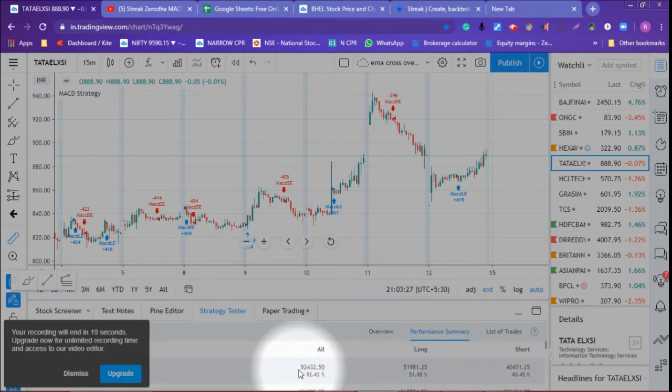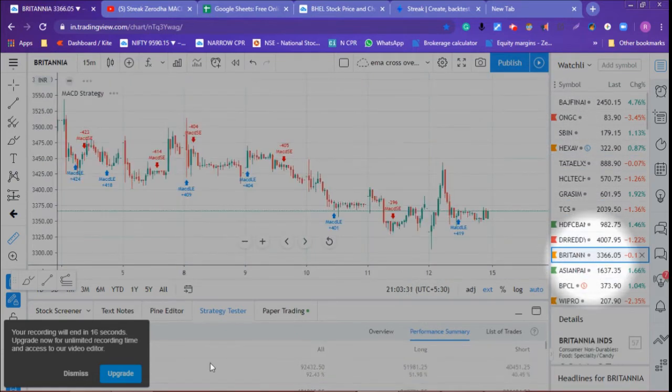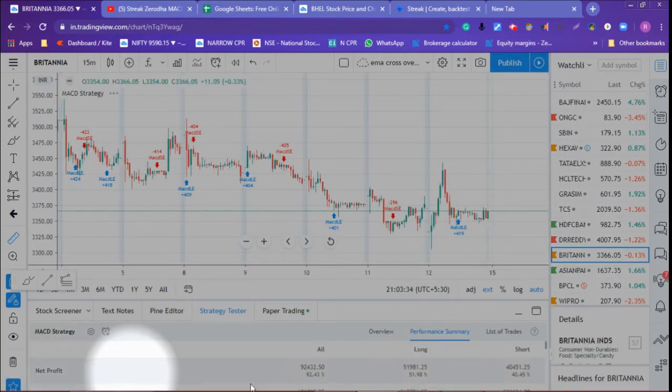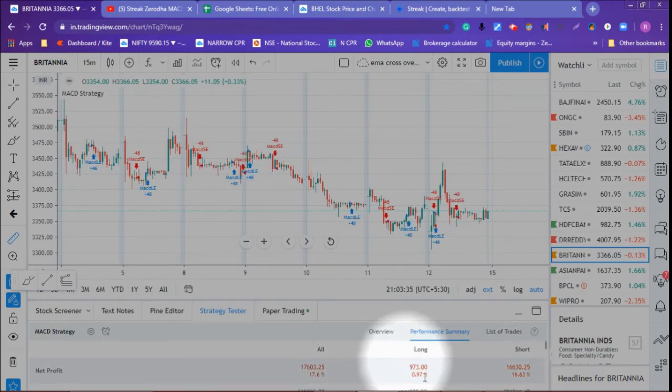So the idea is very simple. Just scan through a number of charts and come to a solution about where it would give a good profit. For example, with Britannia, the MACD strategy would not have worked. It shows minus 0.9 percent.